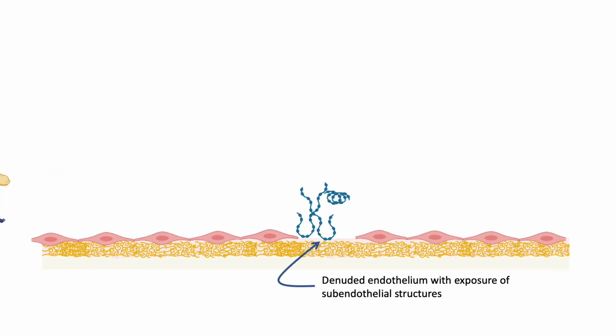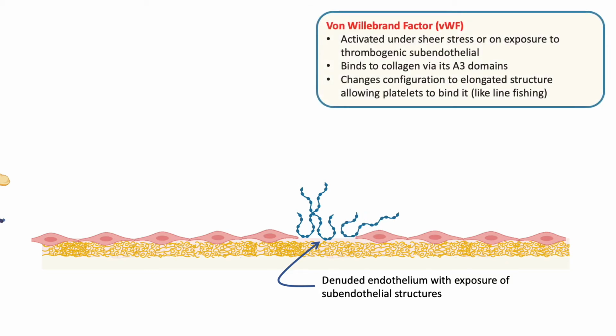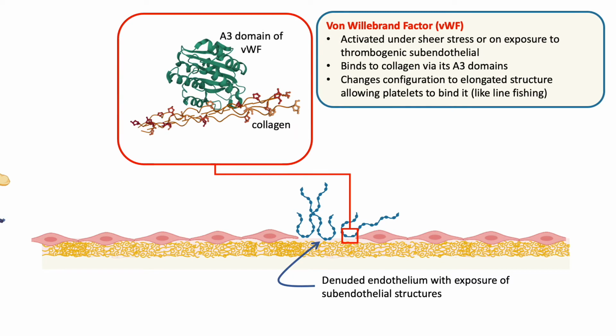When there is vessel injury, the endothelium is denuded with exposure of the subendothelial surface. Von Willebrand factor is activated on exposure to the thrombogenic subendothelial structures as well as under shear stress. They are then able to bind collagen in the subendothelial matrix via its A3 domain. They also change their configuration from the tightly packed form to an elongated structure, which allows platelets to bind to them as they flow around in the circulation.